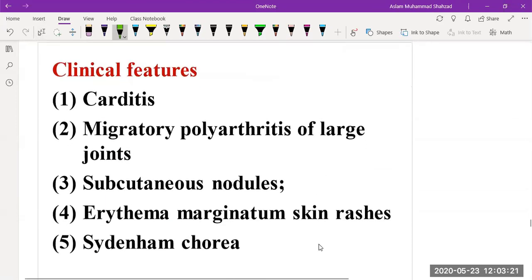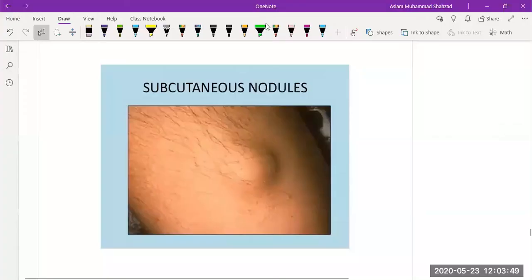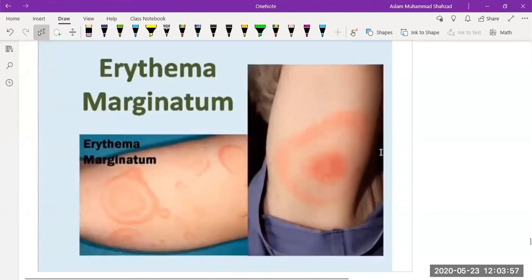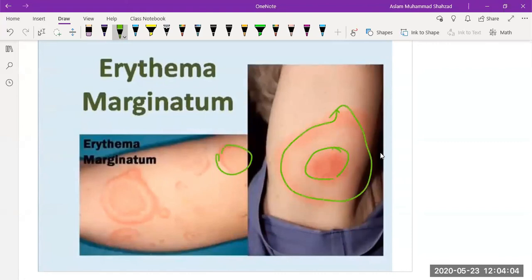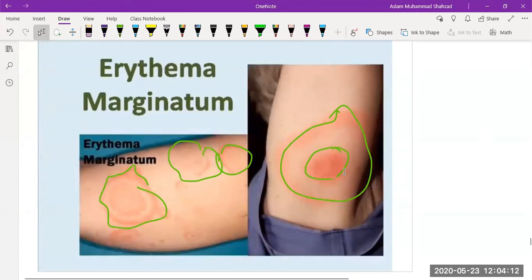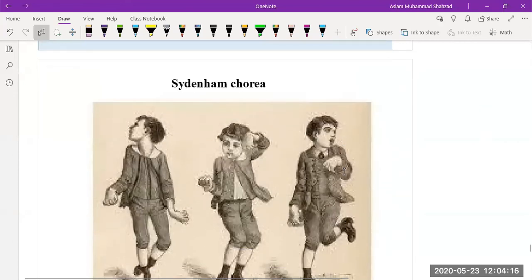The clinical features will be carditis, migratory polyarthritis of large joints, subcutaneous nodules, erythema marginatum skin rashes, and then Sydenham chorea. This is a picture of a subcutaneous nodule that is produced during the disease. Erythema marginatum means the formation of round rash-like structures, red in appearance. The other clinical indication is Sydenham chorea, which is irregular, abrupt movement of the body. Thank you so much for today's lecture. Hope to see you again.